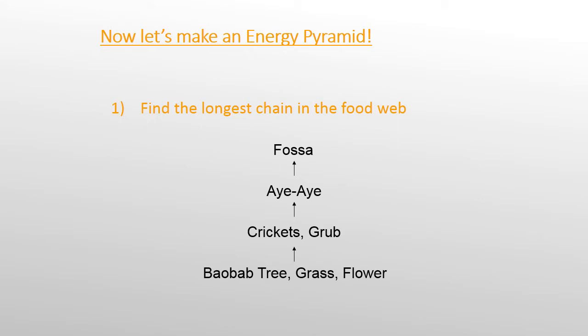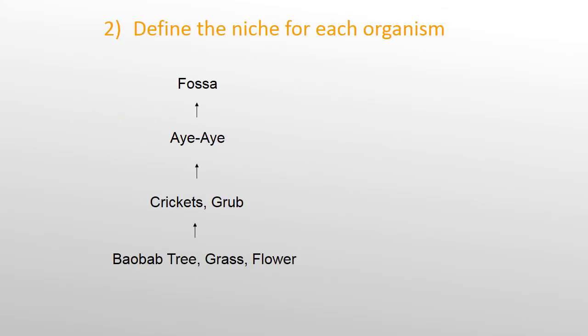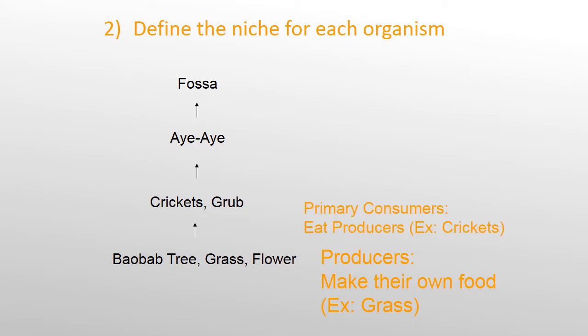And then you have to find out the niche for each organism. So what's each organism's niche? For instance, the baobab tree, the grass or flower would be the producers. They make their own food. The primary consumers eat producers. For example, crickets are the ones that eat the producers.